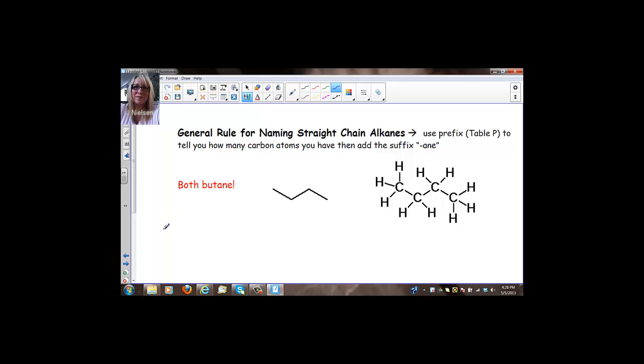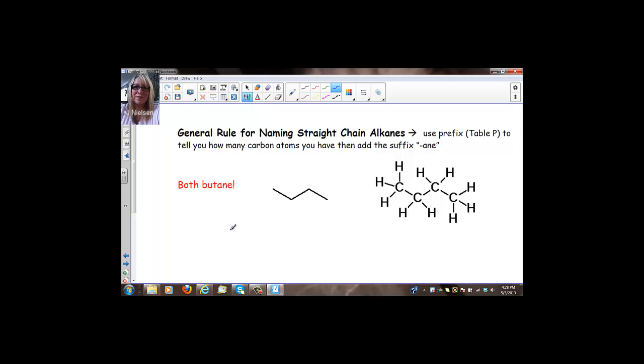The general rule for naming straight-chain alkanes is that you use table P, which is your prefix table, meth, eth, prop, but, pent, hex, hept, so on and so forth, and then you add the suffix ane. So it's really weird. You're going to see these a lot of different ways depending on the book.